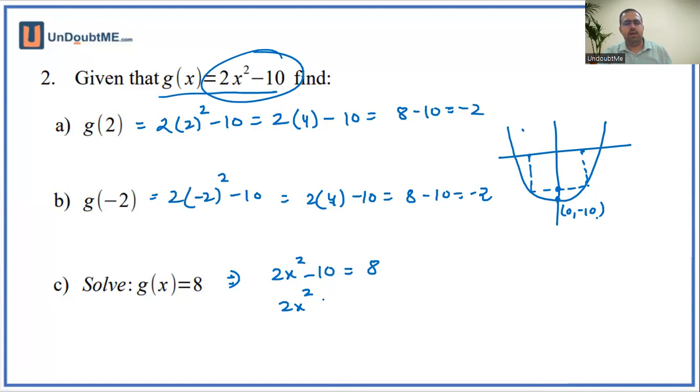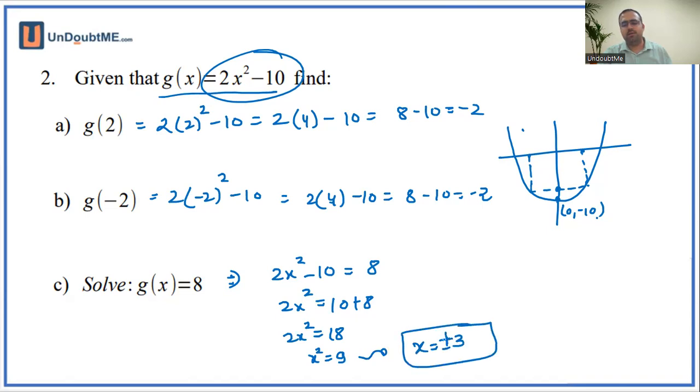Okay, so the answer will be two values, plus and minus 3. That is correct. So 10 plus 8, 2x square is equal to 18. That will give me the value of x square as 9. And x square is equal to 9 means x will be equal to plus or minus 3. So these are the two values of x which we can get from here. Okay, if it is done, let me know. We'll move on to the next question.